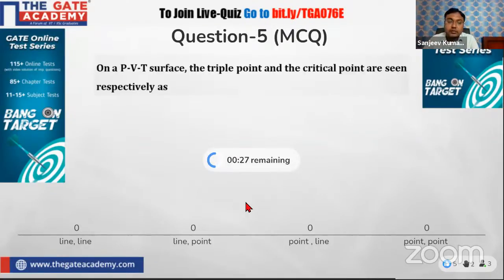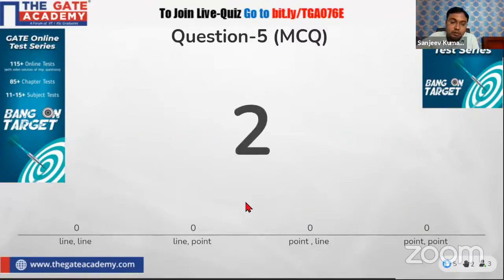Okay, so I also have the 3-dimensional diagram. I will show you this PVT surface, then you will understand. If you know this, very good, you can directly find the correct option and mark your answer here. Don't forget to mark your answer.